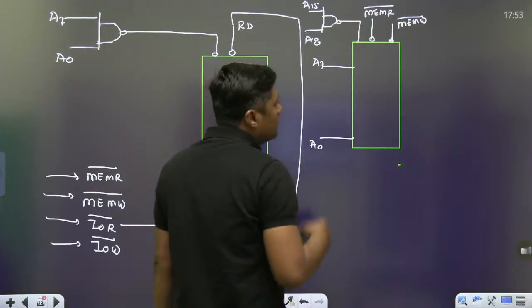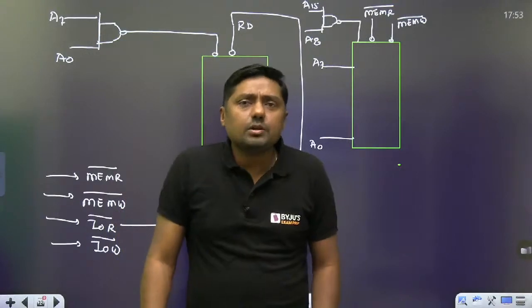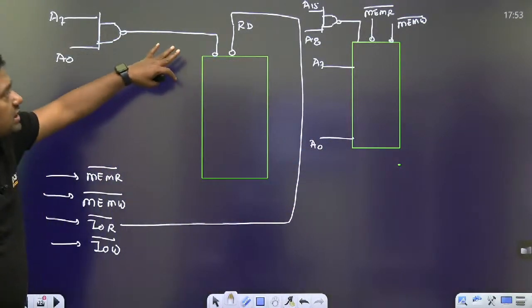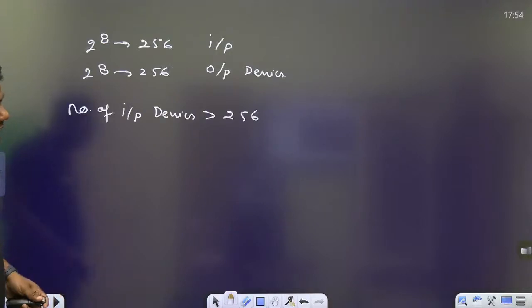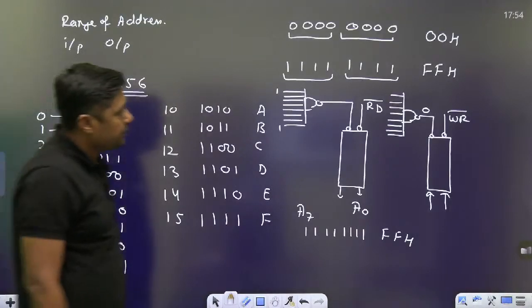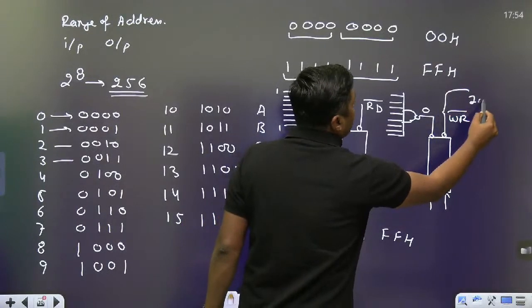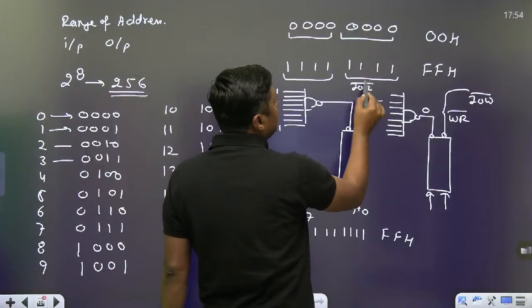Okay, no problem. But for memory there is a 16-bit address, for input output there is an 8-bit address. This is the end. And what are the control signals for input devices? Input output read is connected. For output devices, input output write is connected. Here we have to connect the input output write pin from the microprocessor. Here input output read is connected, this pin.